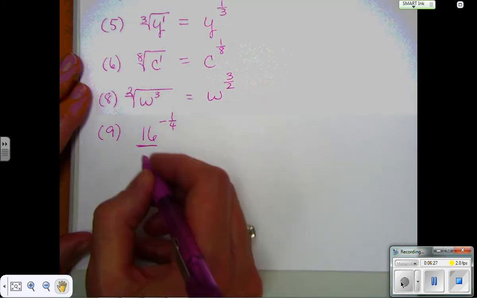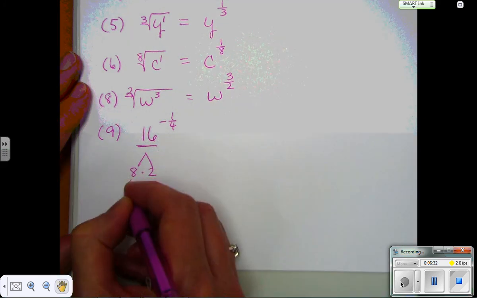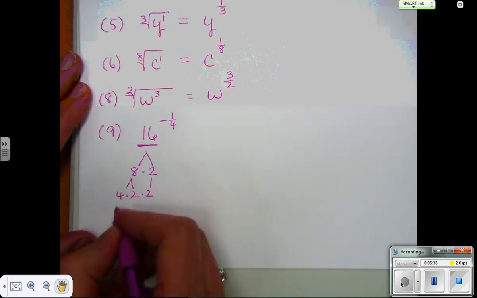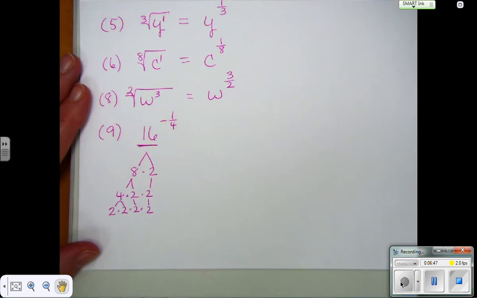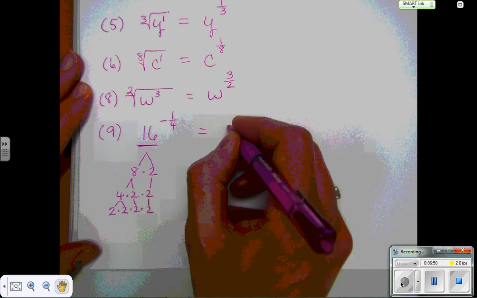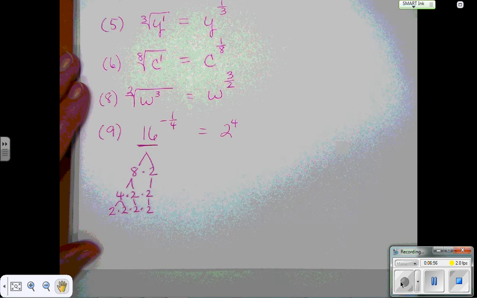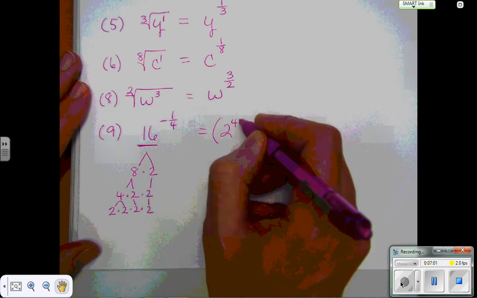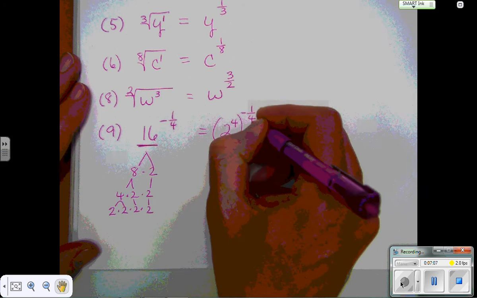So if I do a factor tree, 16 is 8 times 2. So I have 4 times 2, and I'm going to bring down my prime number so I have everything on the bottom. So what I wind up with is 2 times 2 times 2 times 2. So written as a prime number raised to a power, that is 2 to the 4th power. 16 is 2 to the 4th power. So all I did was rewrite that 16 as a prime number raised to a power. So I'm going to take that 16, put parentheses around it, and write the negative 1/4 outside the parentheses.